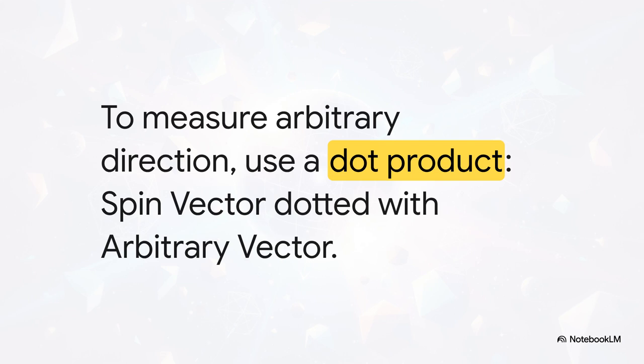It can be literally anywhere on the sphere. To measure spin in an arbitrary direction, we have to use a dot product, the spin vector s dotted with an arbitrary unit vector n hat. By doing this, we can figure out exactly how any arbitrary point on our Bloch sphere translates into a standard coordinate system using sine theta and cosine phi.